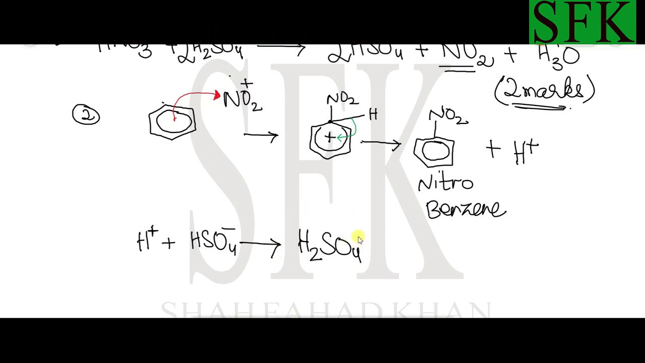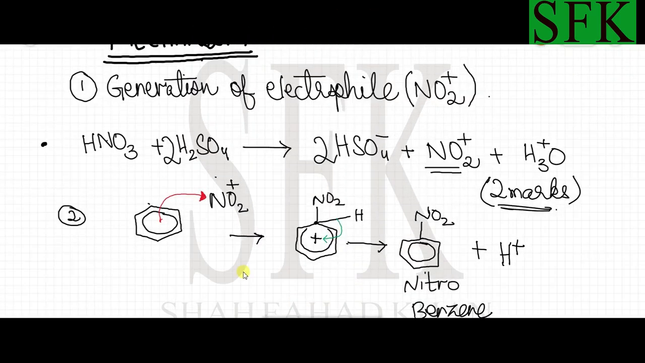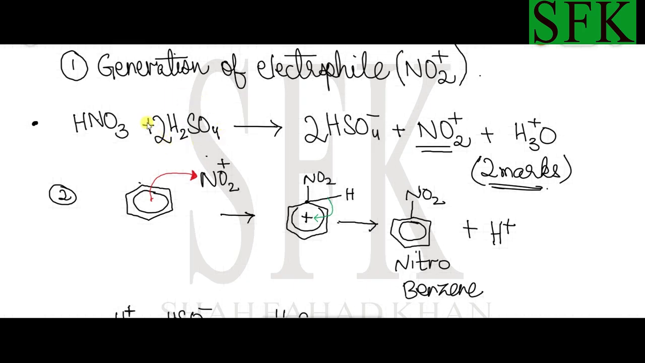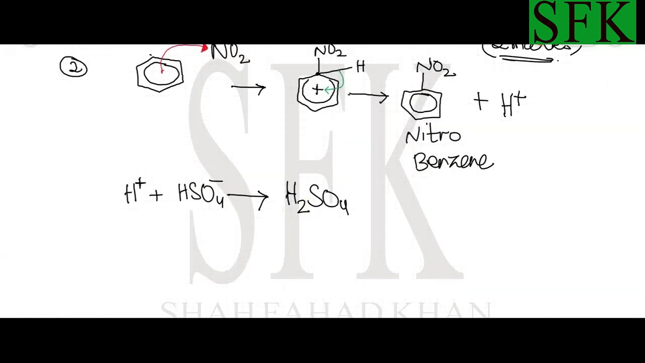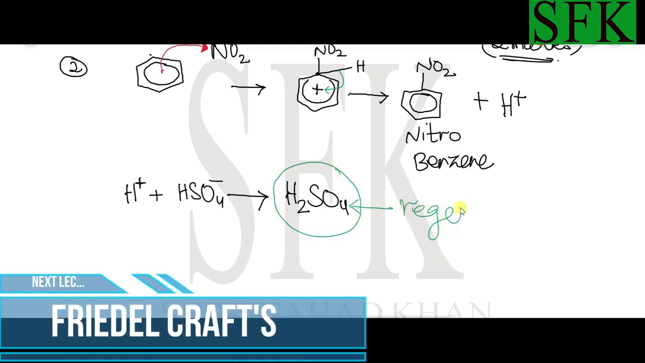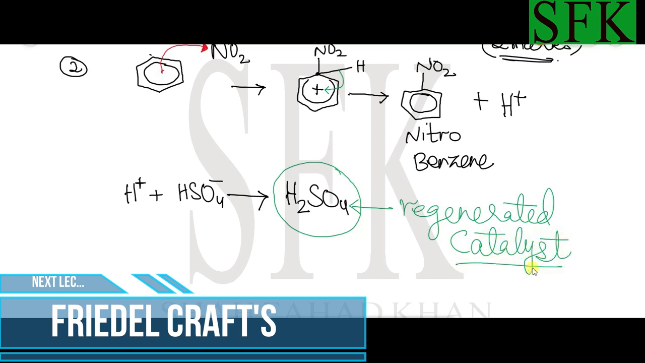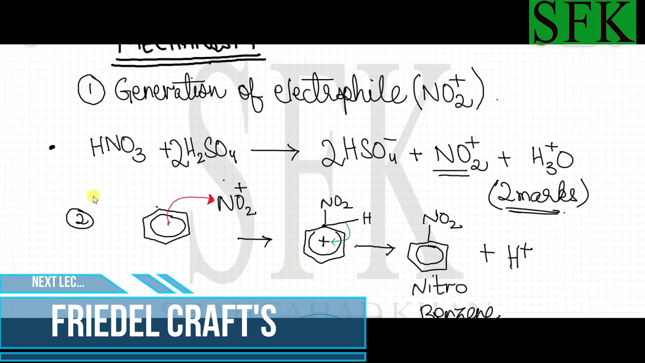Remember the sulfuric acid? The sulfuric acid was used in the starting to generate the electrophile, and at the end of the reaction it has been regenerated. So the sulfuric acid is our catalyst. Catalyst gets regenerated. So this is it about nitration.